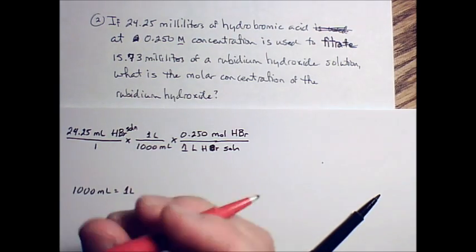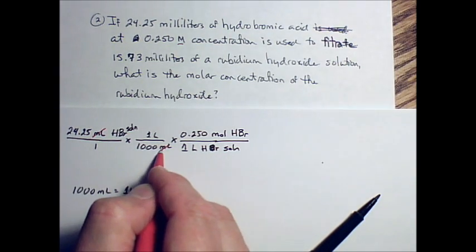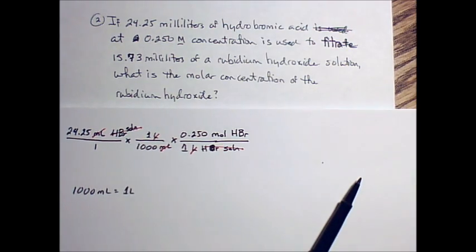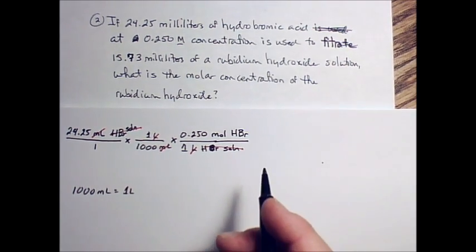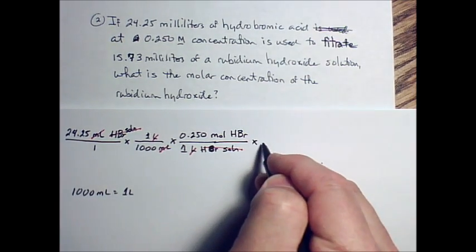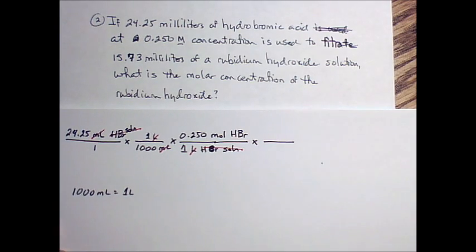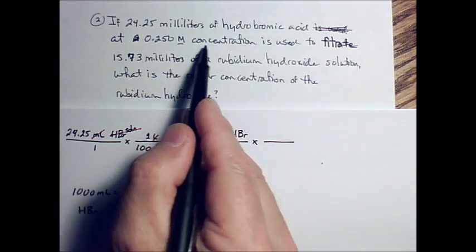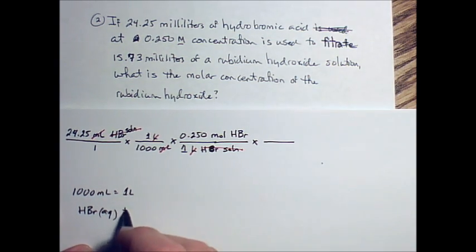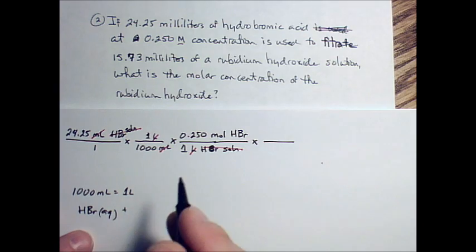Okay. So the milliliters are going to cancel here. Liters can cancel here. The HBr solution can cancel here. So we have moles. To go from one species to another, you have to have a molar ratio, and you get a molar ratio from a balanced equation. So we need a balanced equation. We're reacting HBr, and it says it's a solution and gives you a concentration, so it's got to be dissolved. So we can call that aqueous. You could look it up on the solubility rules if you wanted to.